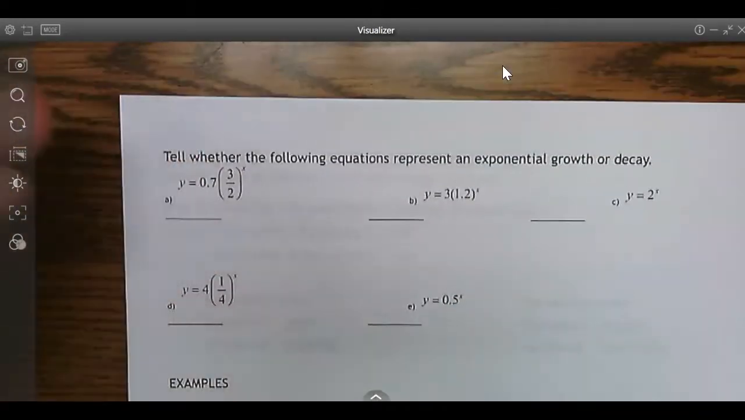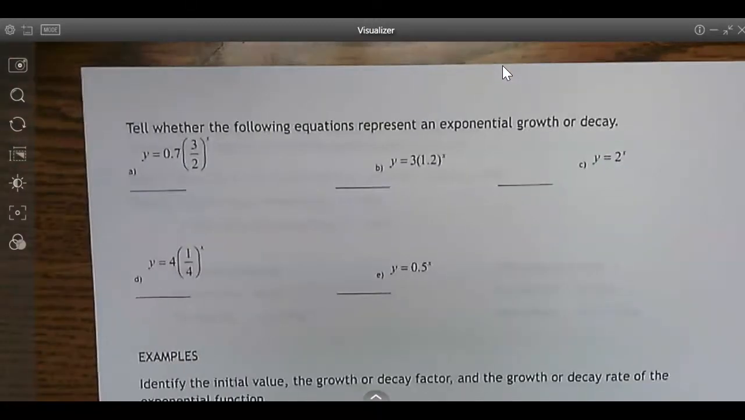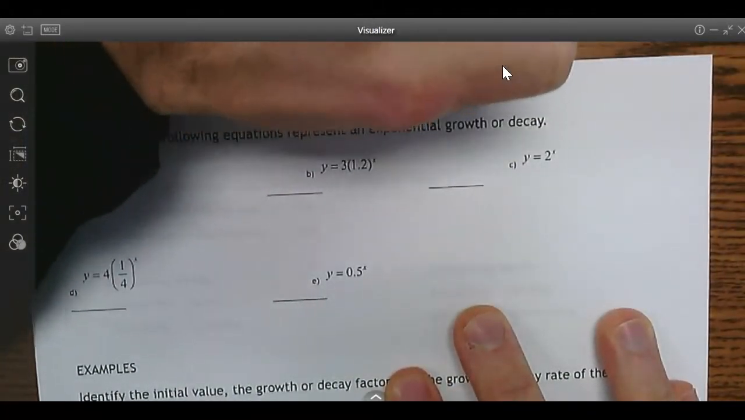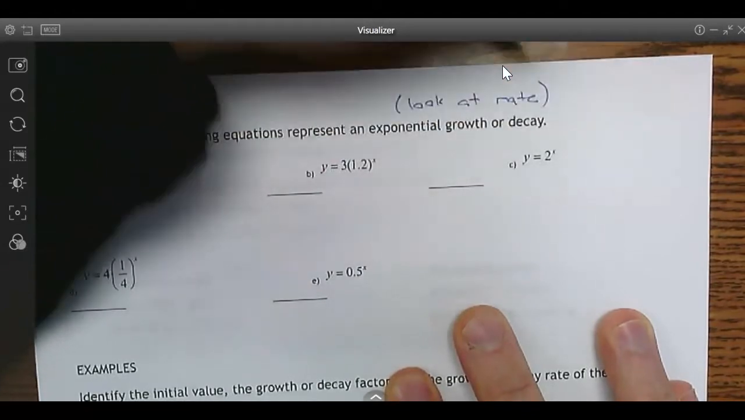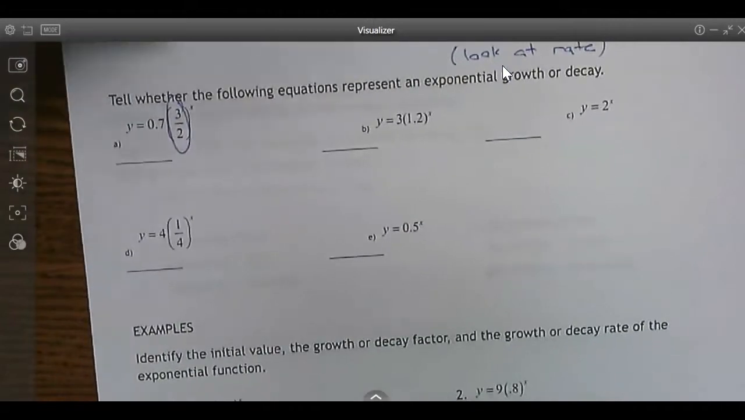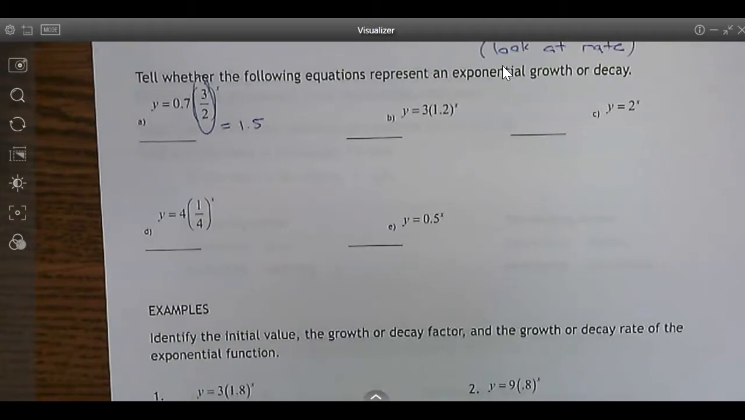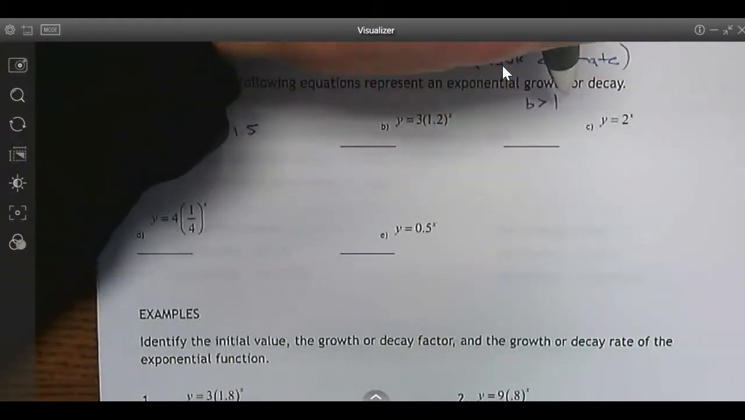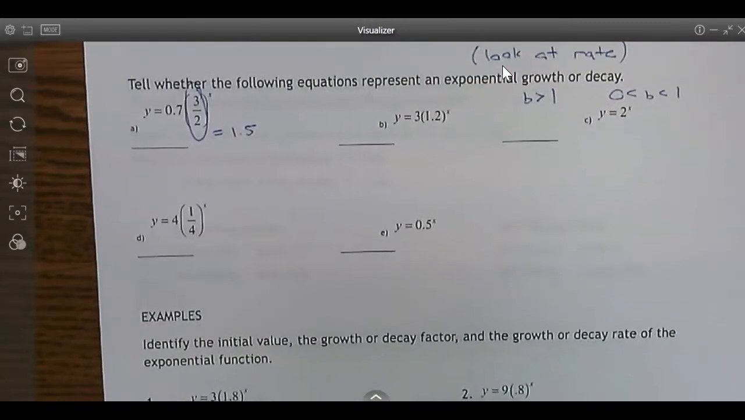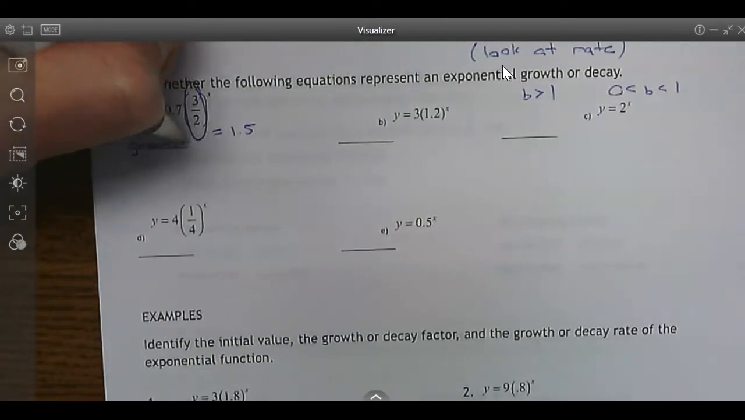So in this example, it says, tell whether each of the following equations represents an exponential growth or decay. What you need to do is look at the rate or the base. That's literally what you're looking at. So here is the rate or the base. 3 divided by 2 is equal to 1.5. Growth, that base or that rate is greater than 1. Decay, that rate or that base is between 0 and 1. So this would represent exponential growth.